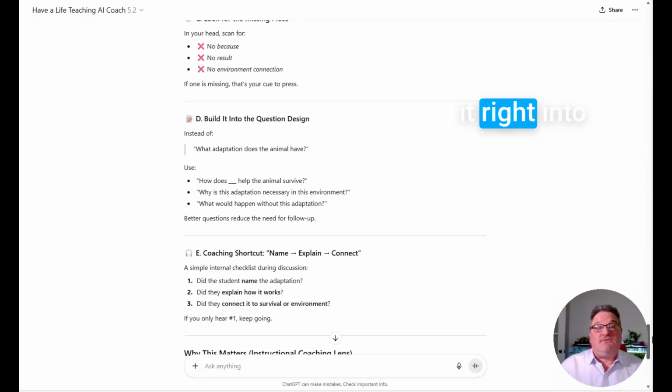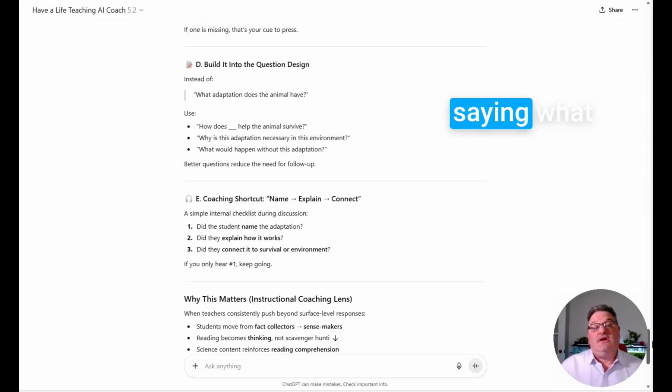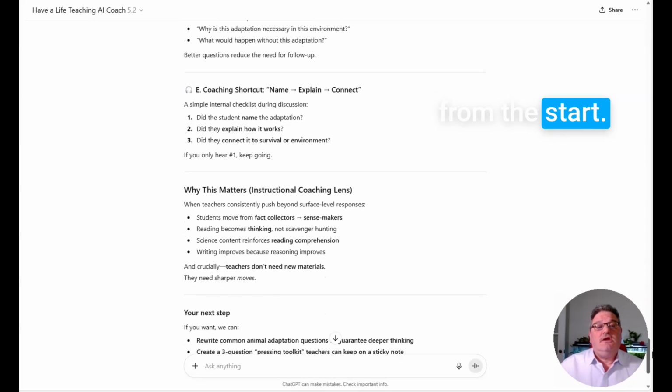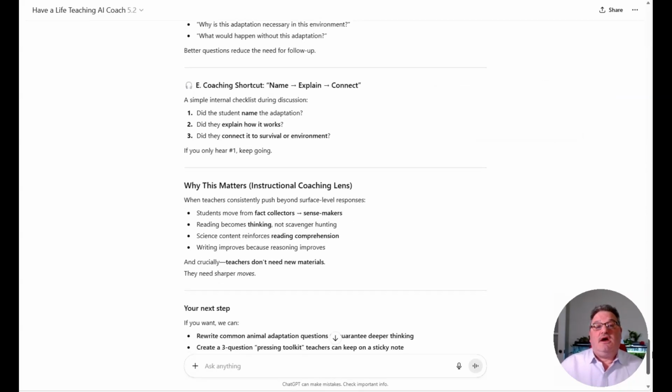And you can build it right into the question design. So instead of saying, what adaptation does the animal have, you could say, how does blank help the animal survive? Why is this adaptation necessary in the environment? So you can build that into the question right from the start. A coaching shortcut: name it, explain it, connect. So a simple internal checklist you can use: Did the student name the adaptation? Did they explain how it works? Did they connect it to survival or environment?